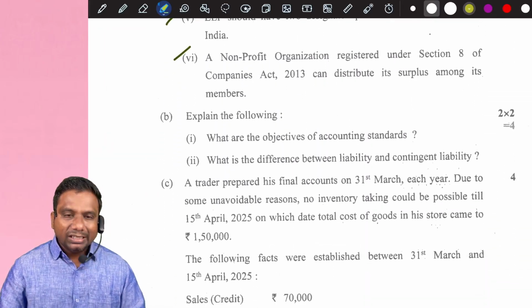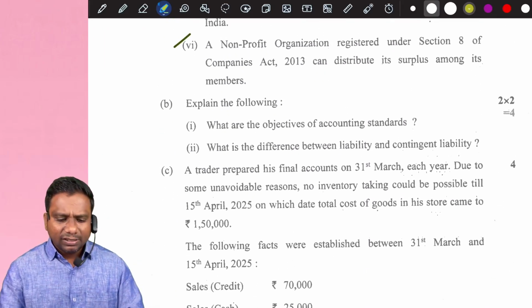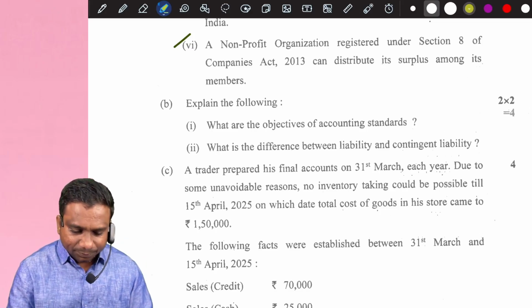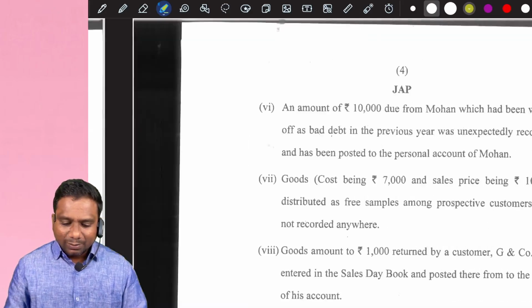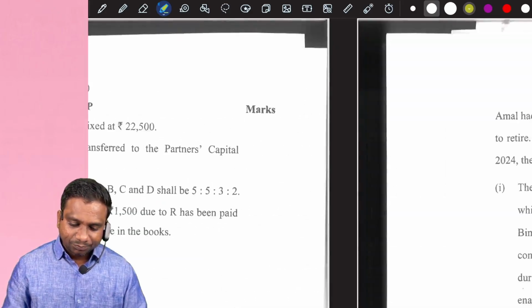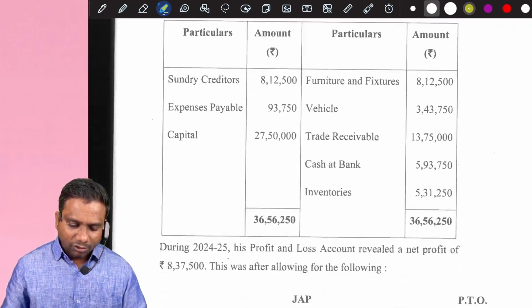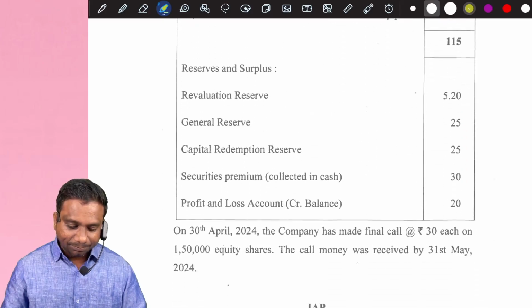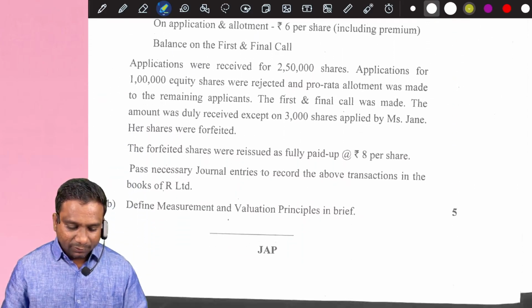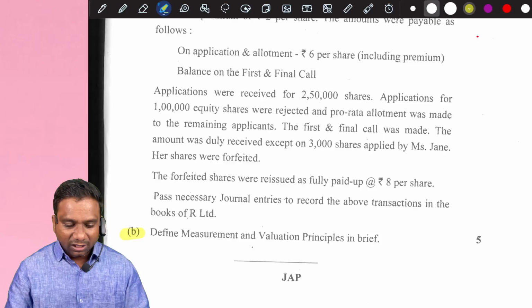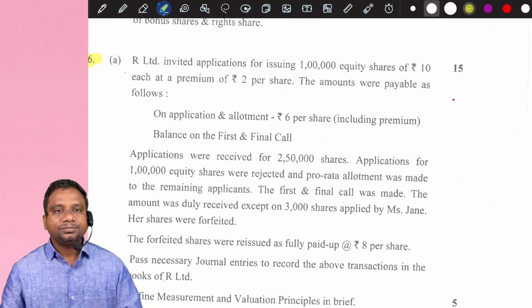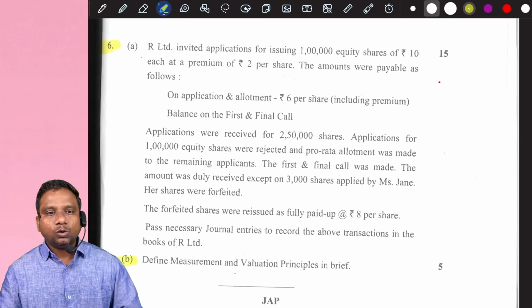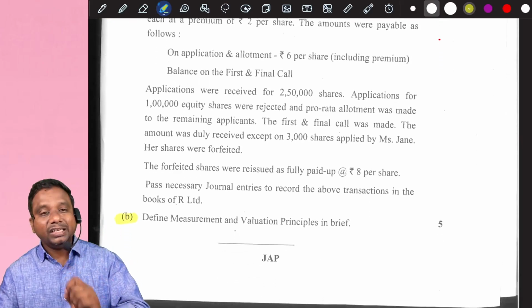Next, come to theory questions. Theory questions generally they will ask in question number 1B and also question number 6B. In these two places, theory questions will be asked. Question number 1B and question number 6B are theory questions.